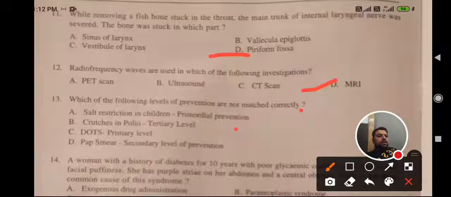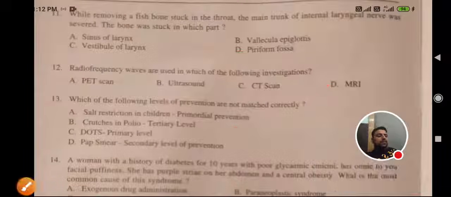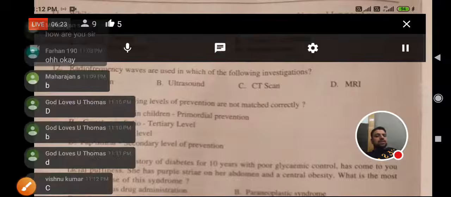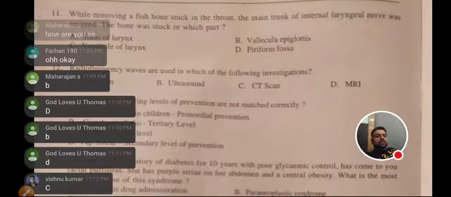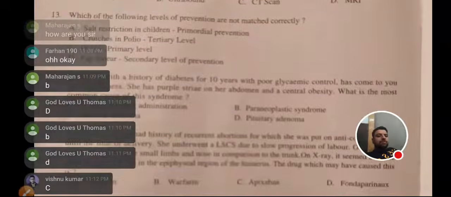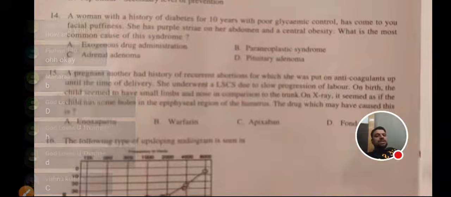Now, which of the following levels of prevention are not matched correctly? Salt restriction in children, primordial prevention; crutches in polio, tertiary level; DOTS, primary level; Pap smear, secondary level of prevention. So the answer is: DOTS is not a primary level. Answer is this.